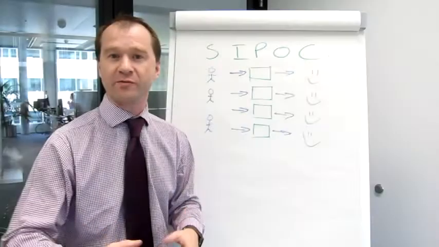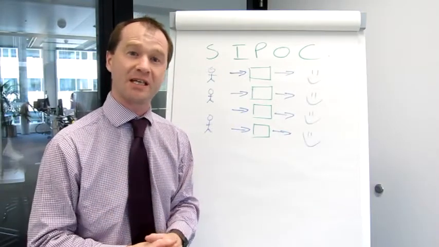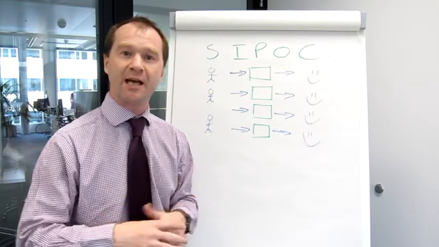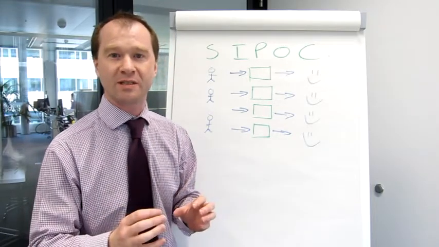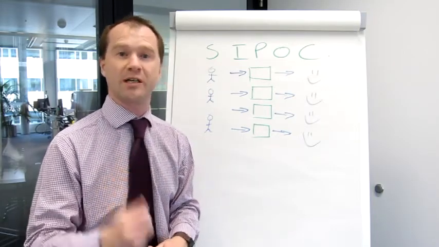The benefits of using a SIPOC helps us accelerate the crystallization, first of all, of the scope of the process. Then it helps us identify the critical stakeholders like the suppliers, and even more importantly, who our customers are.